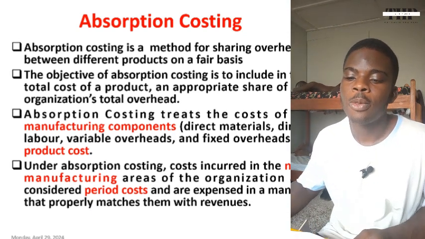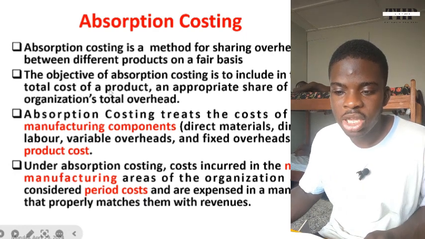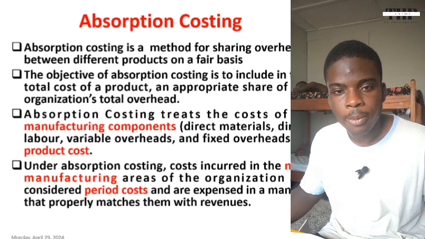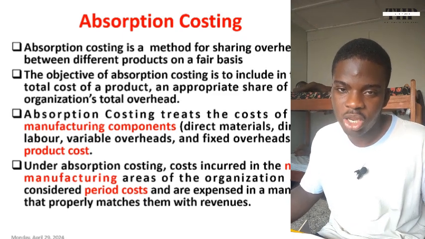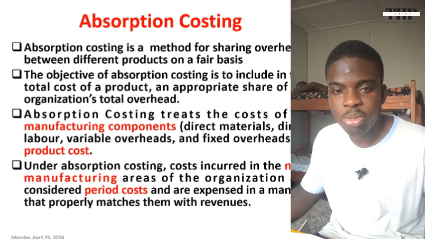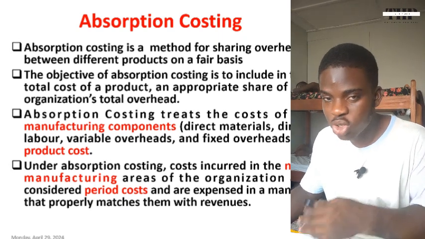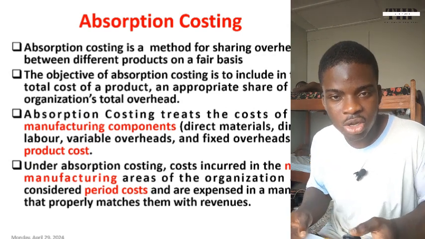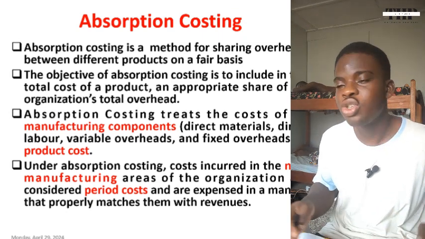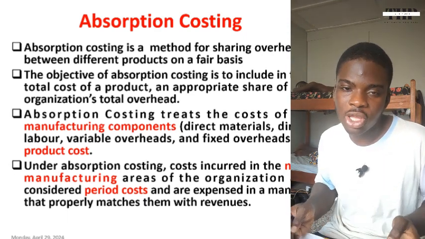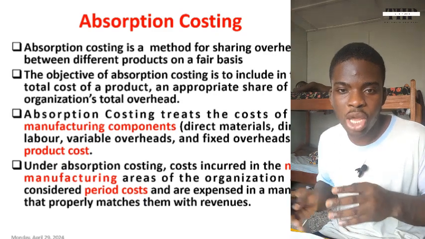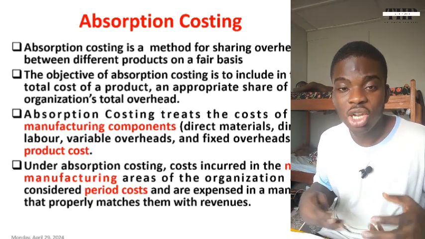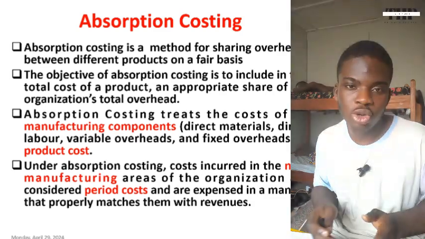Now the objective of absorption costing is to include in the total cost of a product an appropriate share of the organization's total overheads, right? You understand that even though maybe you have a battery manufacturing company, the aim of your company is to make money through selling batteries. Selling batteries is what the business should revolve around. But there are other cost centers, especially non-production cost centers, like marketing, and these are all incurring costs. But you have to find a way to include a portion of those costs into the cost of your products. That's what the total cost per unit is talking about, so you can make your budget well and not incur loss.